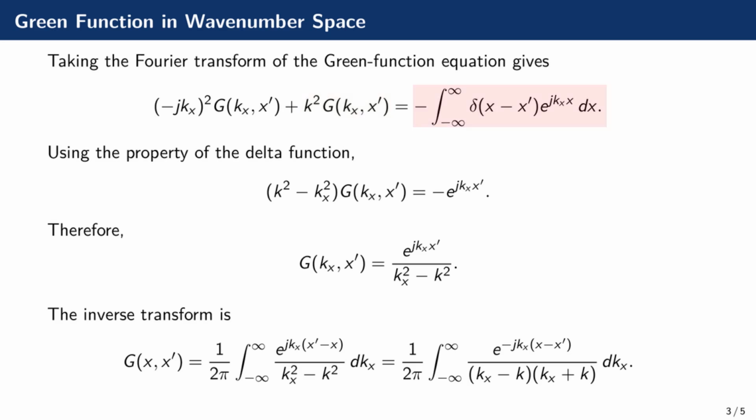On the right-hand side, we need the Fourier transform of the delta function. By the property of the delta function, this gives exponential of jk_x x prime. So the Green function in the wave number domain is obtained immediately by simple division. This is one advantage of the Fourier transform. Instead of solving a differential equation, we only take algebraic operations. Therefore, by taking the inverse Fourier transform, we can obtain the Green function in the space domain.